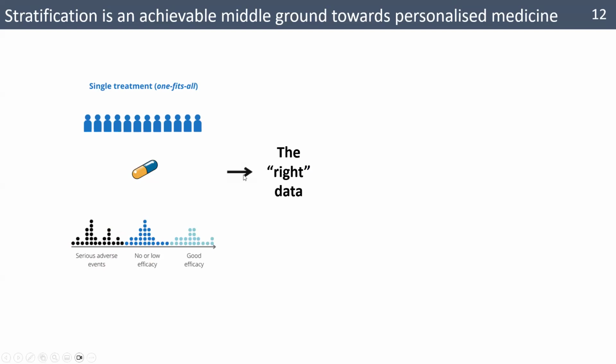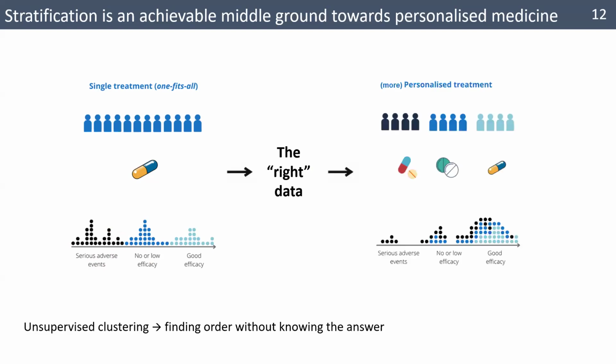So the idea with stratification using sequencing data is if we use the right data, we can find groupings and we can personalize treatment either to give different treatments or to make sure that people get a treatment that's going to work for them first time. Now, the way that we do this in a computational sense is with unsupervised clustering. This is a machine learning technique that's used to find order in samples where we don't actually know the answer. We don't know the groups that we're trying to find.